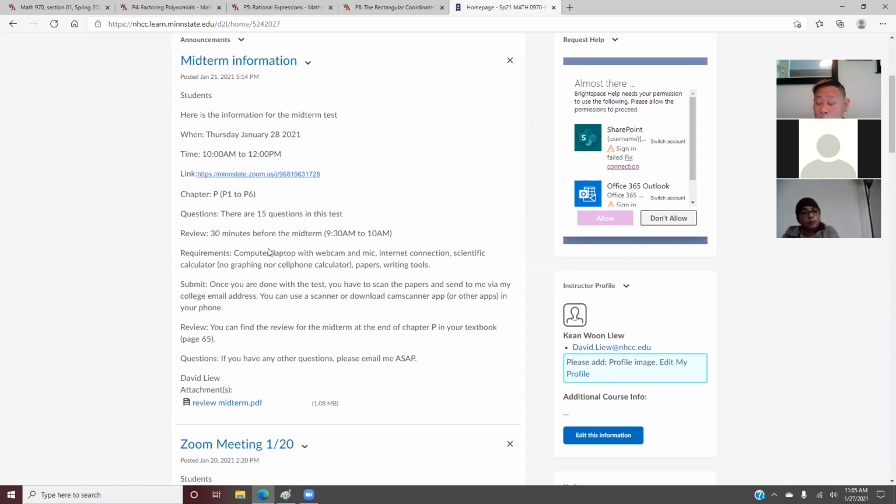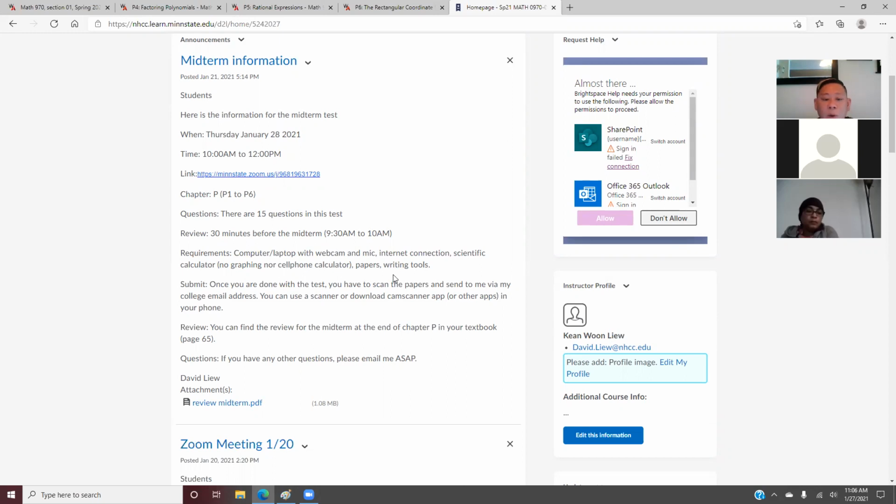You are not allowed to use a cell phone, because a cell phone will not be able to capture everything. So you do need a computer or laptop with webcam and mic, and internet connection. Make sure you have a scientific calculator. You cannot use your graphing or cell phone calculators. And then you need paper or writing tools.